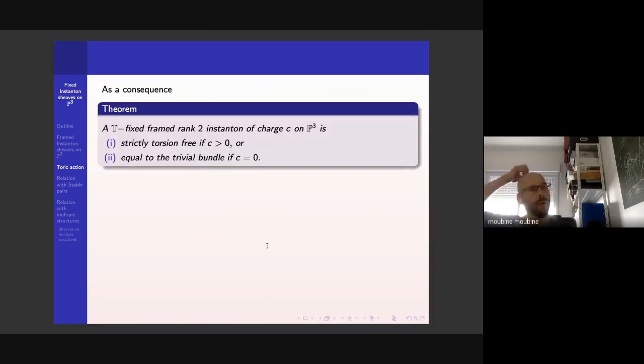Okay, so we are interested in the following consequences. A T-fixed framed rank 2 instanton of charge C will be strictly torsion-free if the charge is positive, or is the trivial bundle if C equals 0. Here I remind you, maybe I forgot to tell you, that the trivial sheaf I'm considering also as an instanton bundle.